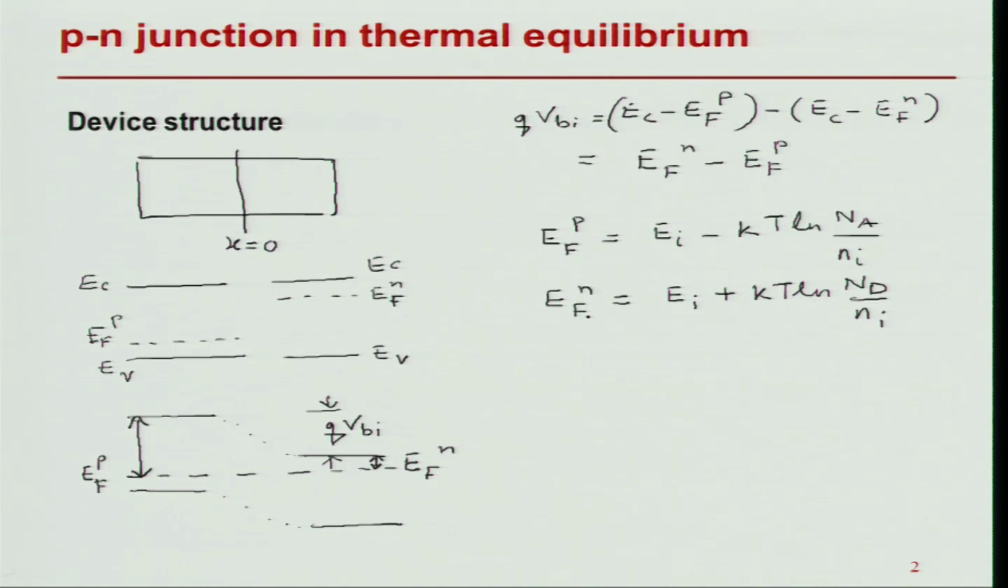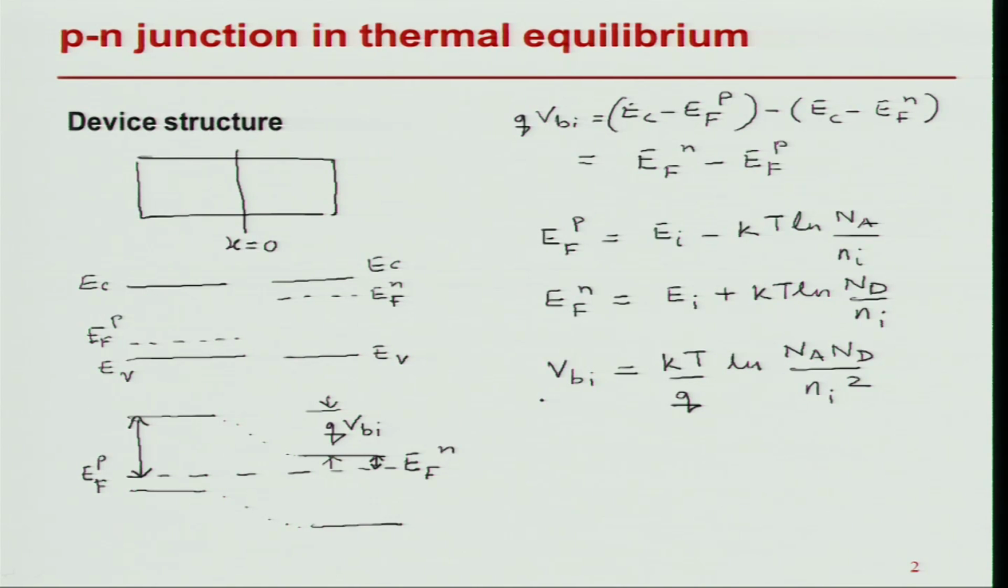So, now if I know this, I can easily calculate my built-in potential in terms of the dopant concentration of the two types, and by subtracting the two I will get this. So, here we see that depending on how I dope my material and what is my initial intrinsic carrier concentration, I can have a control on the built-in potential of my p-n junction.